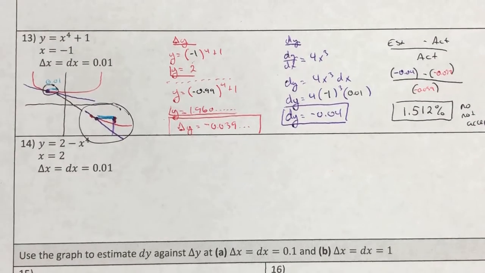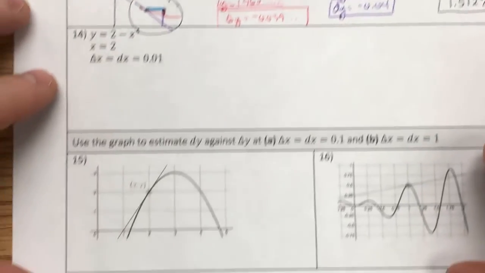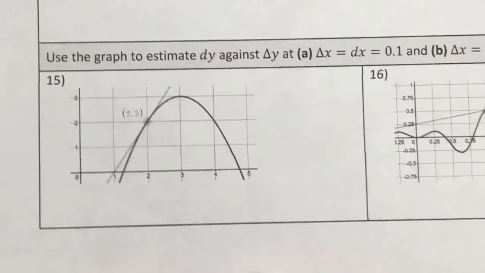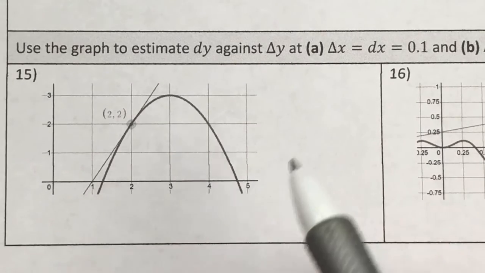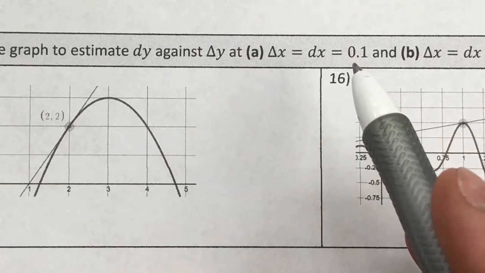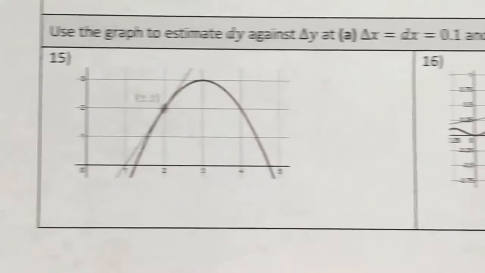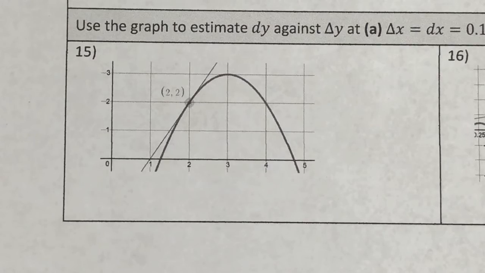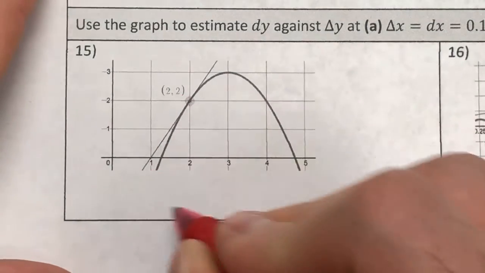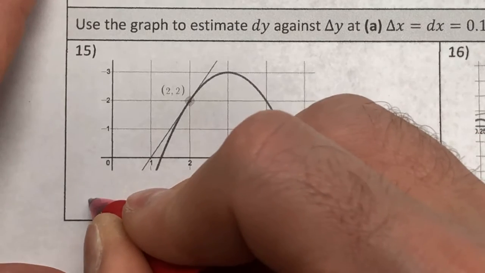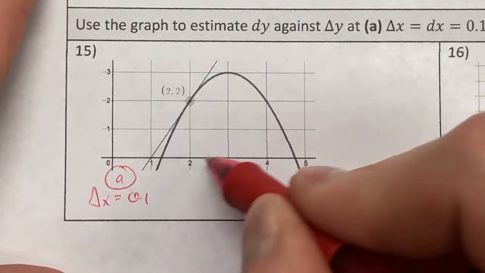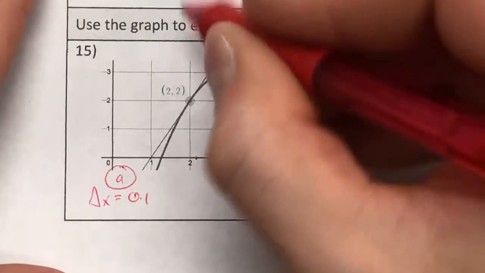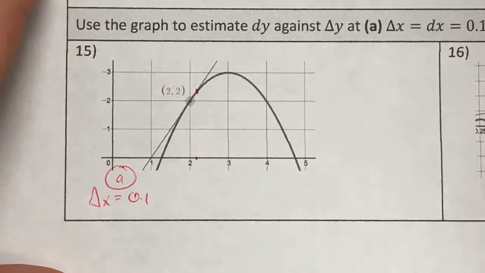But now that we've seen two numerically, let's take a look at one graphically, and let's compare. So what we've got going on here is we're going to use this graph to estimate the differential of y compared to the change in y at a change of 0.1 in my x and at a change of 1 in my x. So let's take a look at this. So for my first one, let's say my delta x is 0.1. So this is my a. So if I move over by 0.1, I can't actually physically see the difference there.